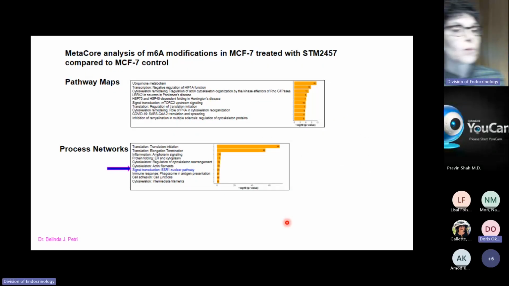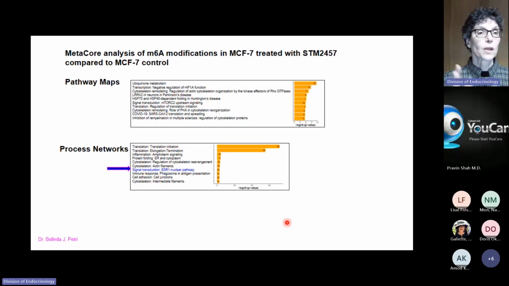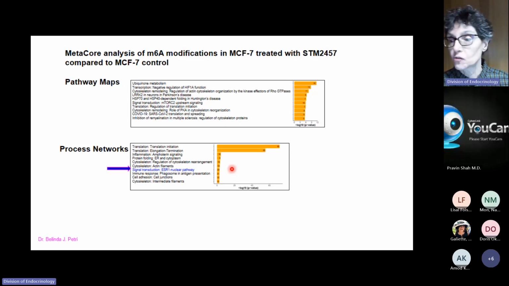And then Belinda performed MetaCore analysis of the M6A modifications in the MCF7 cells treated with the STM2457 versus control to look at pathway maps. And you can see things like transcription, negative regulation of HIF1 alpha function, and process networks. And look what came up. Signal transduction, ESR1, estrogen receptor alpha, nuclear pathway. And the numbers, which are very tiny at the moment, are the number of transcripts that are differentially M6A modified in the STM2457 treated versus vehicle control of MCF7 cells.